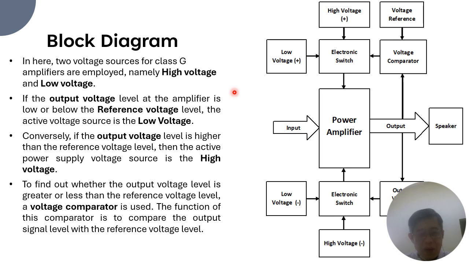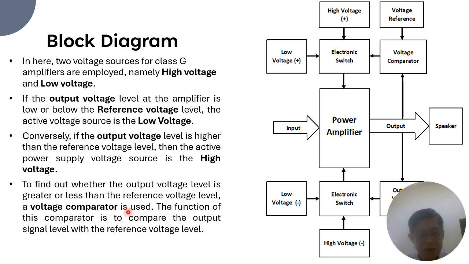If the output voltage level at the amplifier is low, or below the reference voltage level, the active voltage source is the low voltage. This one is the output of the power amplifier. If we compare our output here with the voltage reference and it is lower than the voltage reference, then we should use the low voltage source. Conversely, if the output voltage level is higher than the reference voltage level, then the active power supply voltage source is the high voltage.